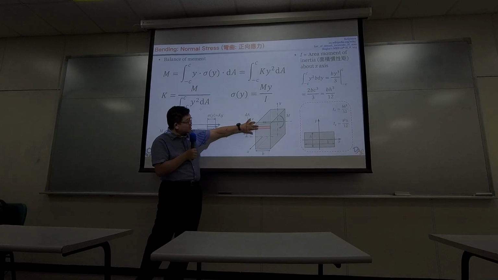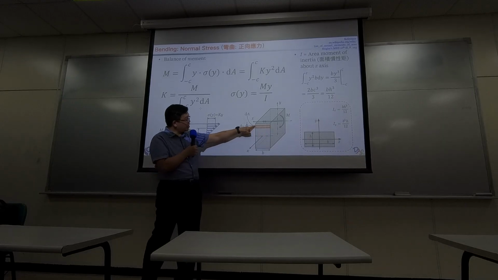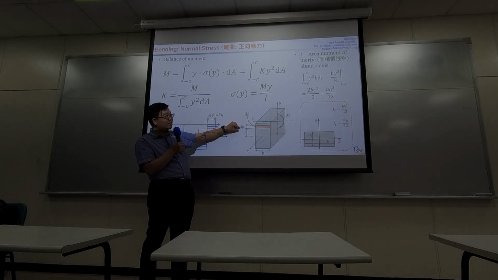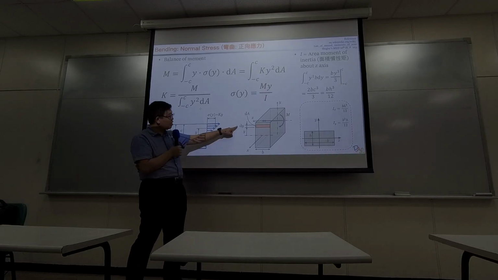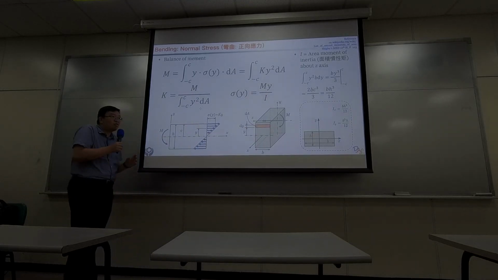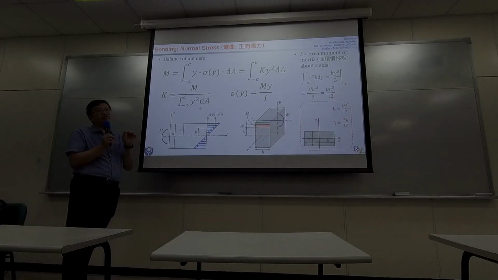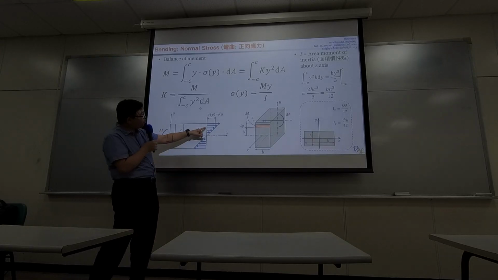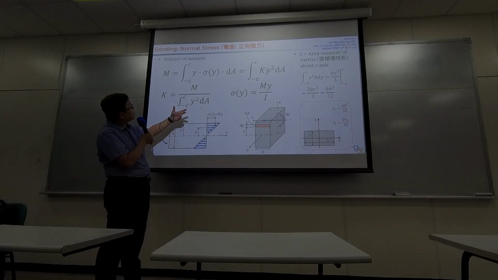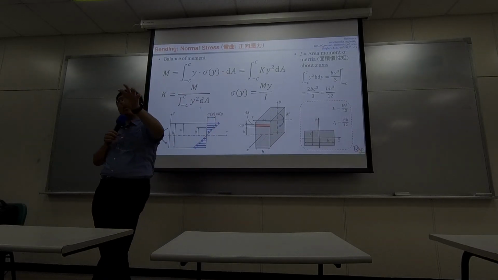So we cut the area into a tiny bit, like a very thin area with a tiny height, dy. The area equals dy times b, the width. We call this area dA. Let's take a look at the area dA and see what the force on top of dA would be. The force on dA is basically stress times area, right? Stress times area equals force.